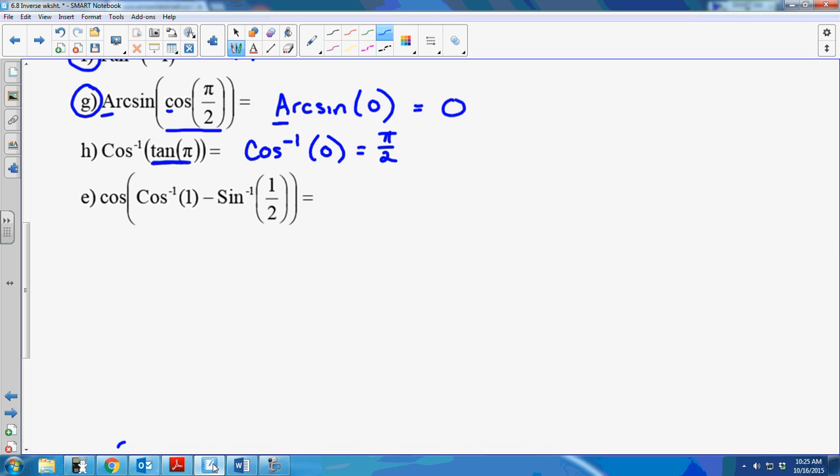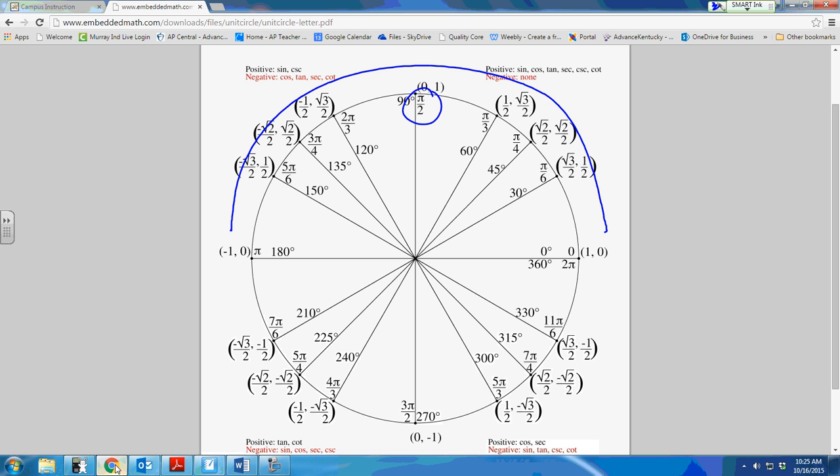And the last one, which I know it's a typo, there's another E, I don't know why. Inverse cosine of 1. Again, looking at the top half, where is cosine 1? 0.